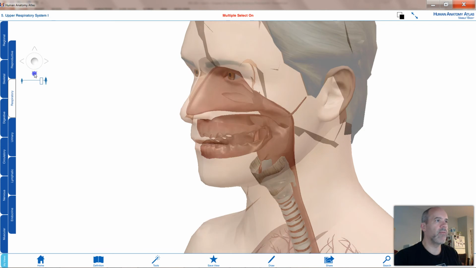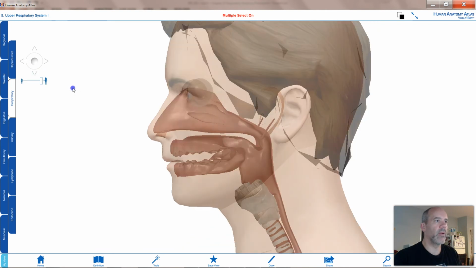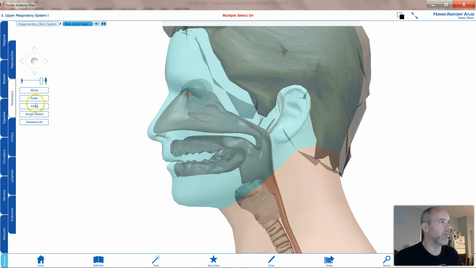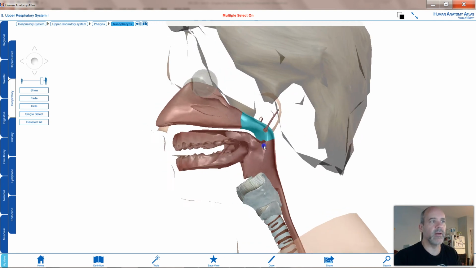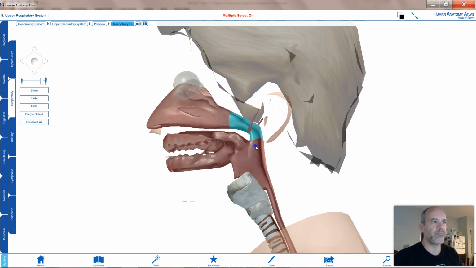Okay, so I have this view back up. It comes in through the nasal cavity, and the next feature of the respiratory system is the pharynx. And the pharynx is actually, let me get rid of our skin here. The pharynx is divided up into three parts. So this upper part is called the nasal pharynx or the nasopharynx. That's what's highlighted there in blue.